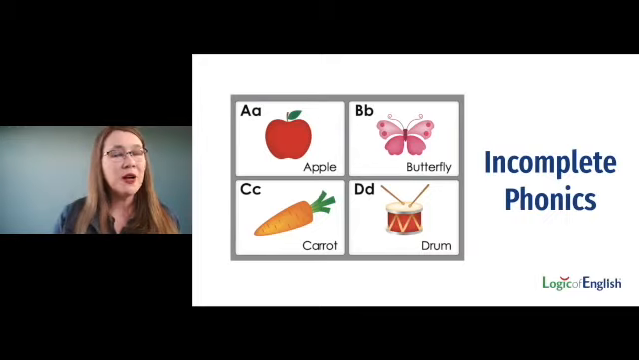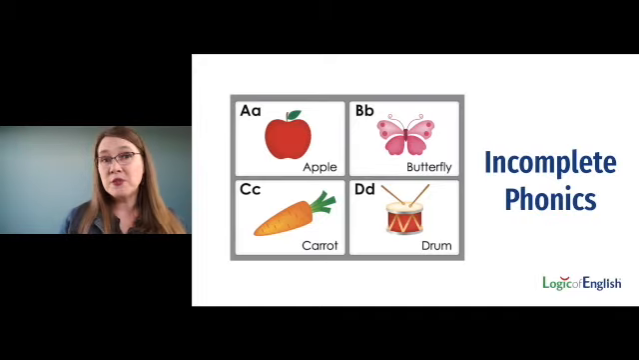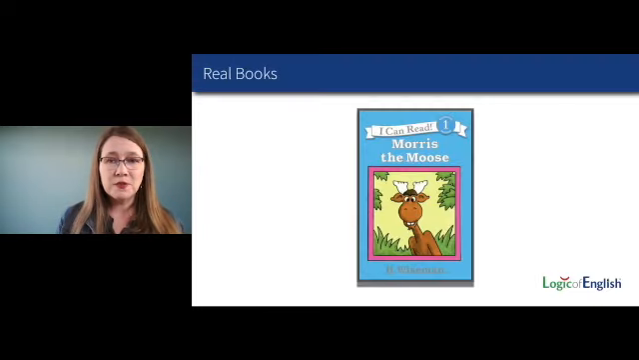So what do I mean by incomplete phonics? Well, we learn A says /a/ as in apple and maybe /ā/ as in grapes. We learn that B says /b/ as in butterfly and C says /k/ as in carrot and D says /d/ as in drum. We probably also learn a handful of digraphs like SH says /sh/, TH says /th/, and maybe some vowels. EA says /ē/ because when 2 vowels go walking, the first one does the talking.